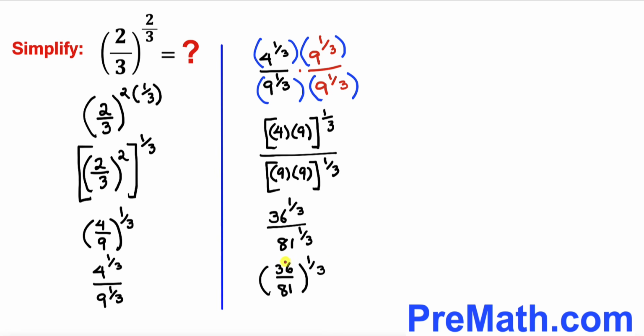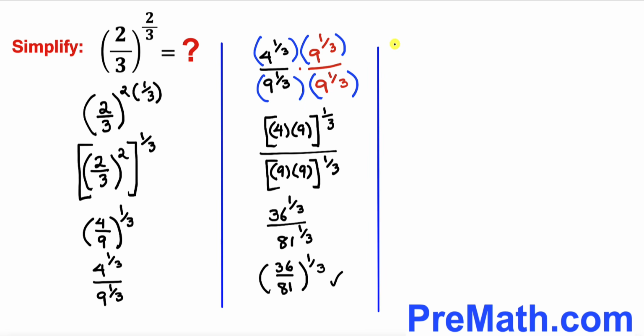And now we have to be very careful. We're going to tweak this fraction, 36 divided by 81. We are going to just divide both by 3. So 36 divided by 81 could be written as 12 divided by 27. So therefore this could be written as (12/27) to the power 1/3. And now we are going to split them up. We can write 12 to the power 1/3 divided by 27 to the power 1/3.